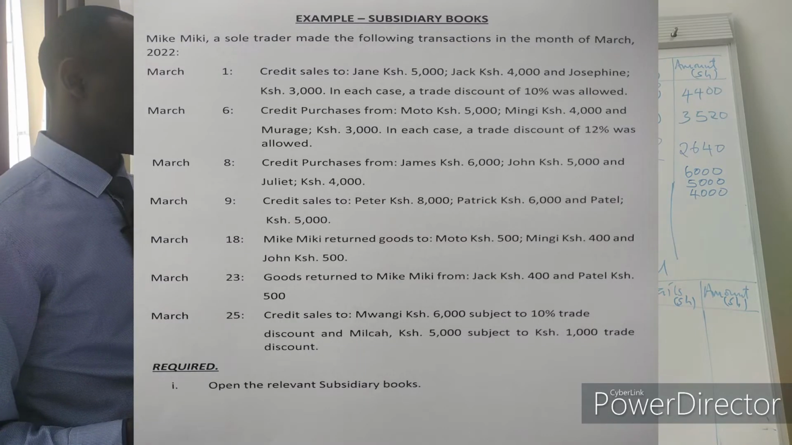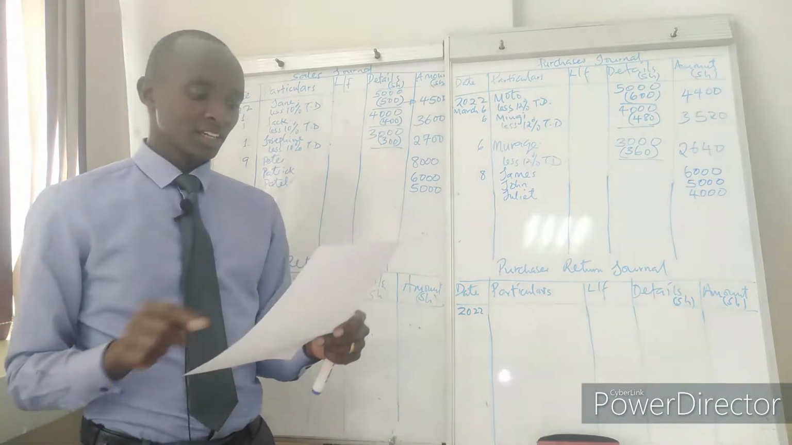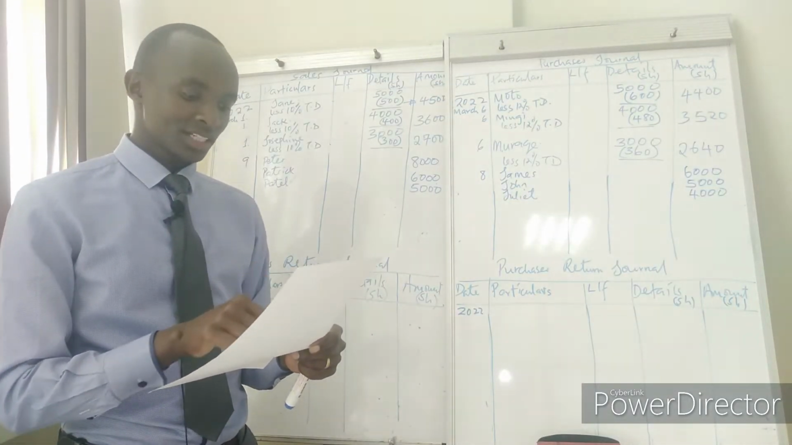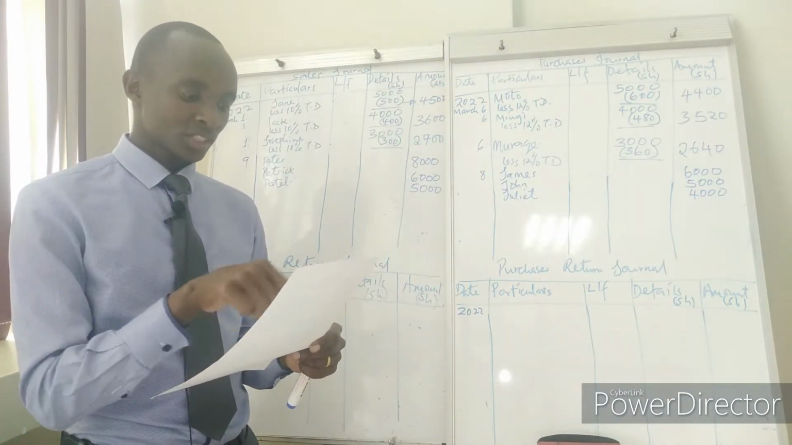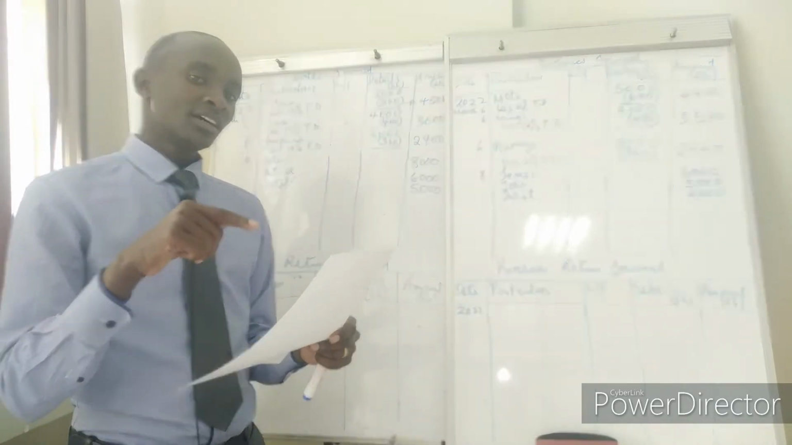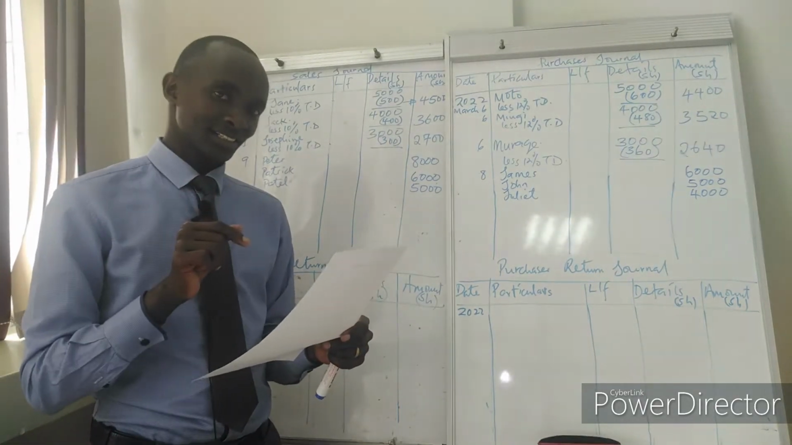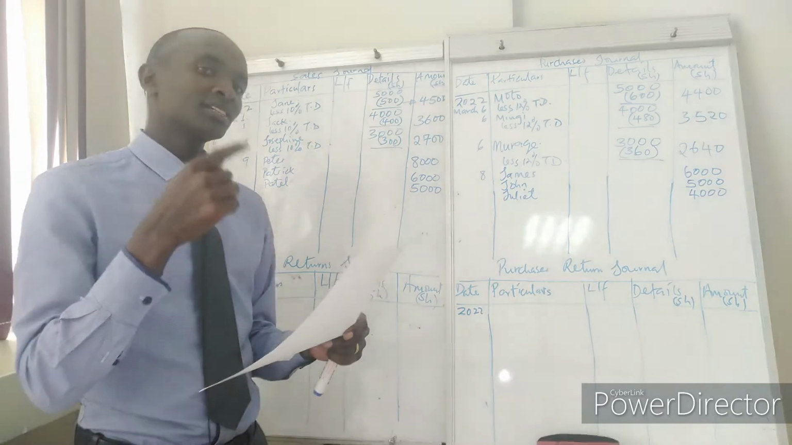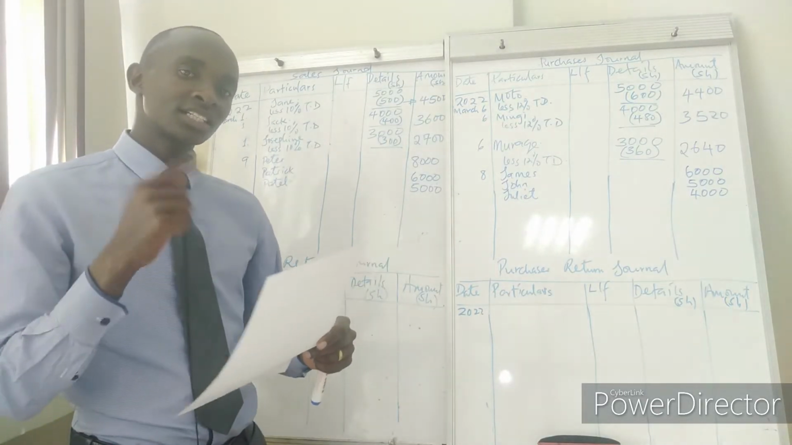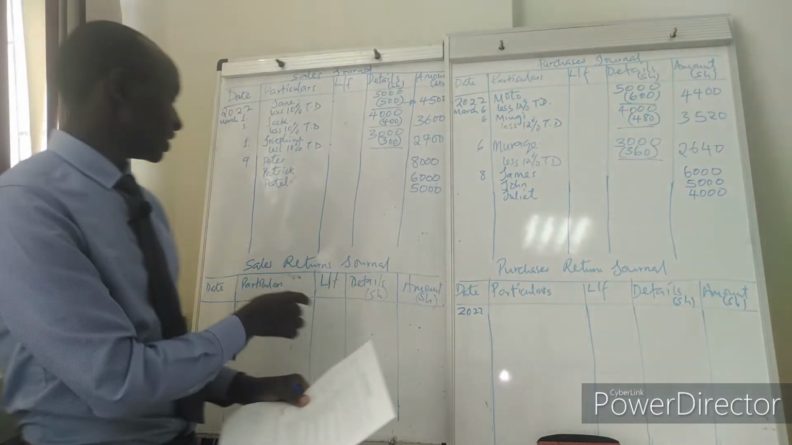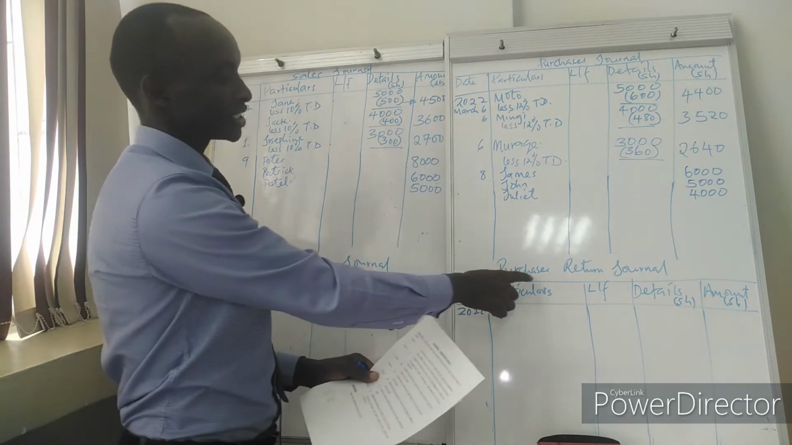Mike Mickey returned goods to Moto worth 500 shillings, to Mingi worth 400 shillings, and John worth 500 shillings. So this is Mike Mickey, which is the business organizer, or rather the sole trader, returning goods that he had purchased, isn't it? So he had purchased these goods. Since he is returning them, they are going to be recorded in a returns, or rather purchase returns journal.